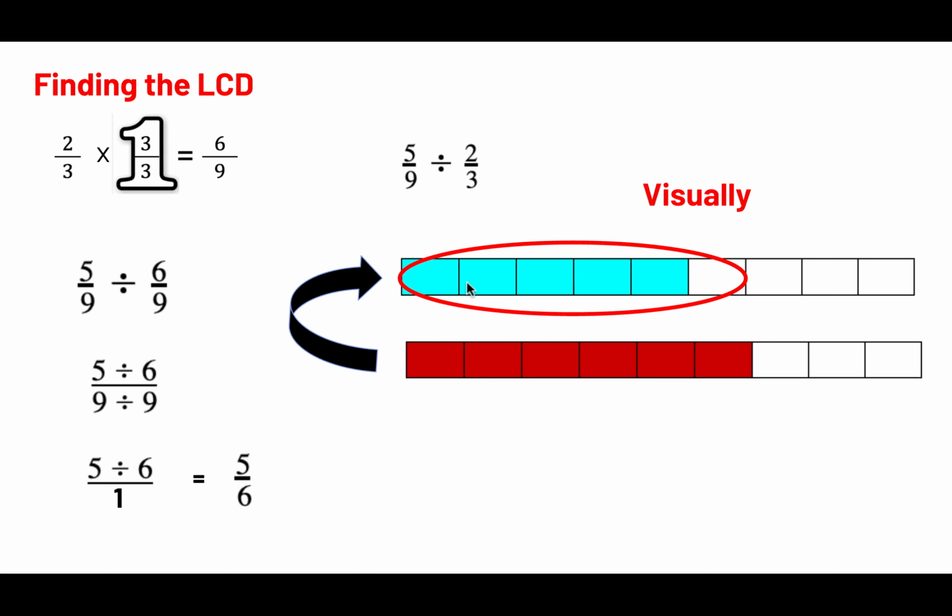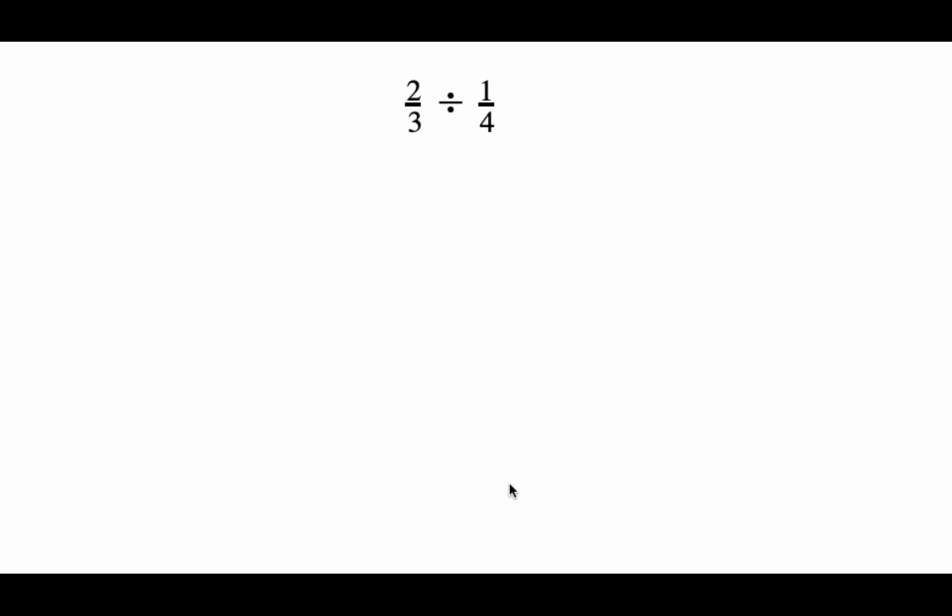So I'm going to circle a group. There's 1, 2, 3, 4, 5, 6 in a group, but I can only color in 1, 2, 3, 4, 5. So 5 are colored in, which is my numerator. And how many make a group? 6. So that's my denominator.